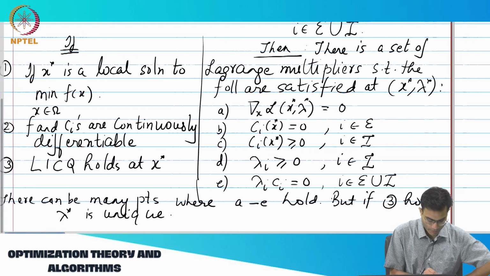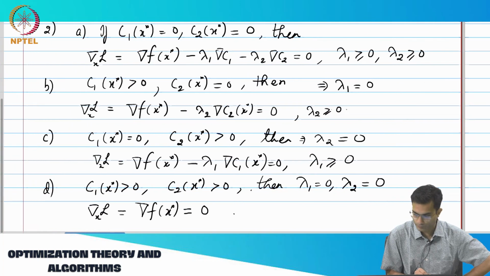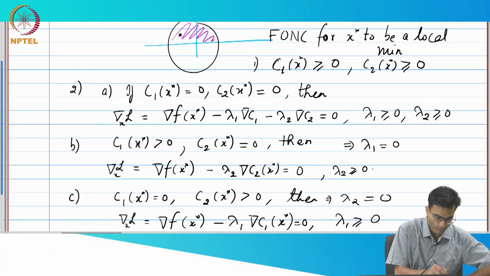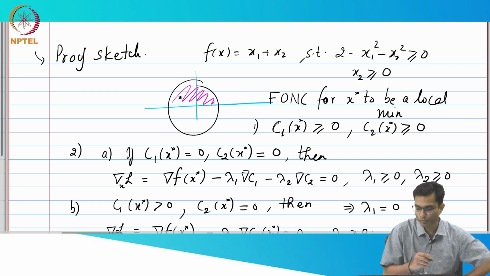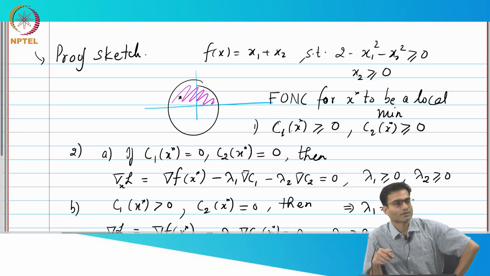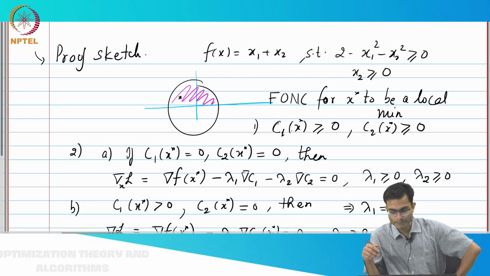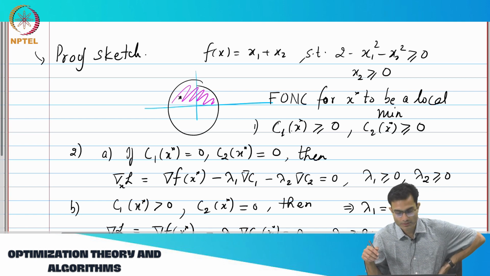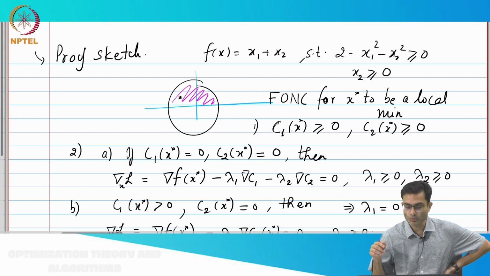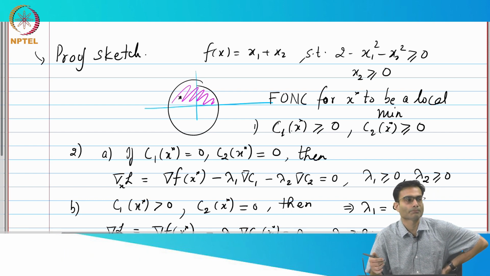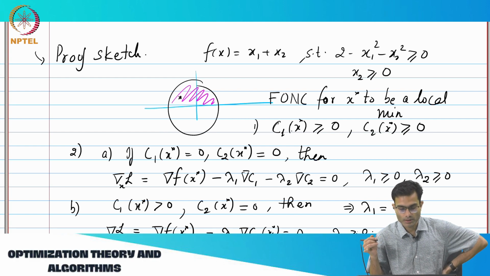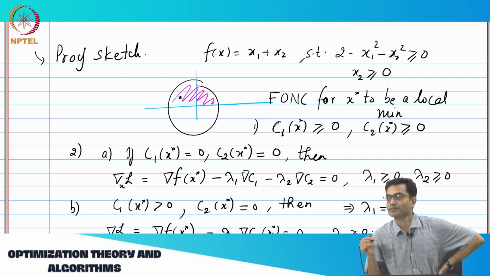And then we said, okay, let's look at a toy problem. The toy problem was an objective function which is linear, along with two inequality constraints. The feasible set was the pink shaded region, and then we said, okay, let's take some point in the feasible set. What all will be the implications of this theorem? Can we say that f and c's are continuously differentiable?